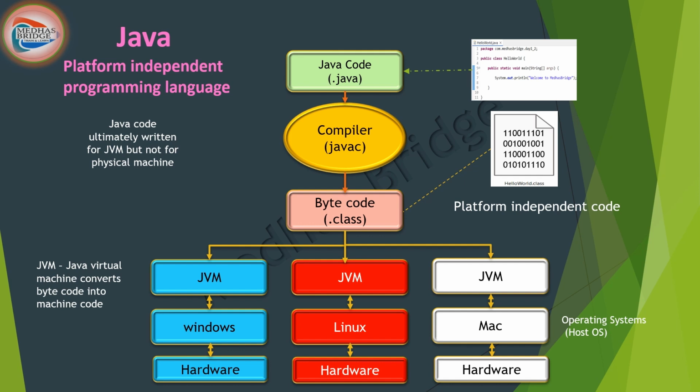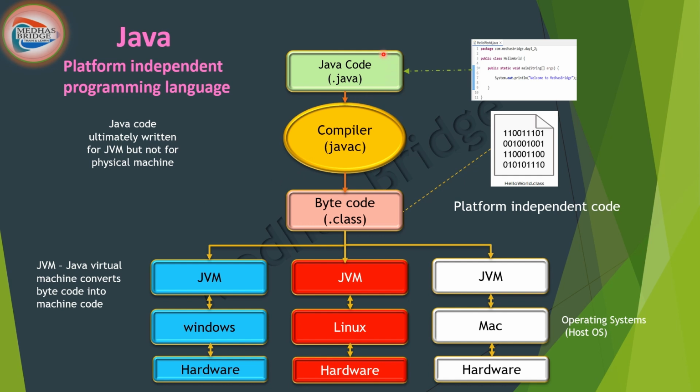Java is an object-oriented programming language. A very well-known phrase is platform independent programming language. Why is Java a platform independent programming language, unlike C++? Let's look at this diagram which illustrates the concept of platform independence.